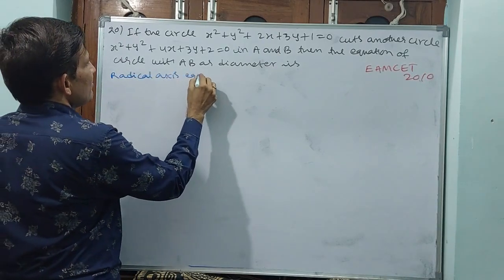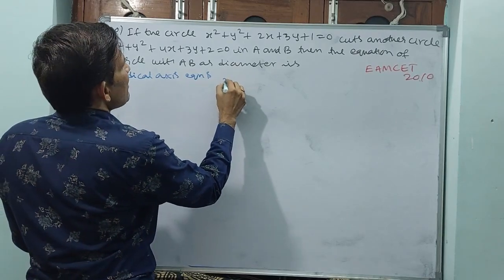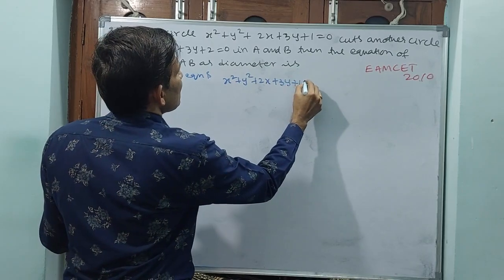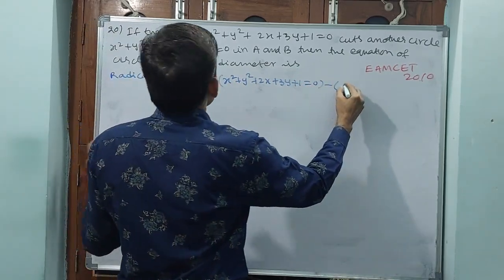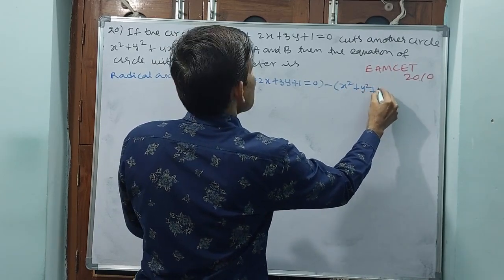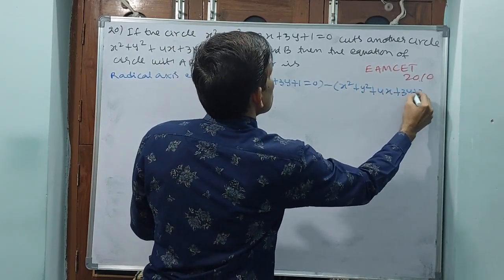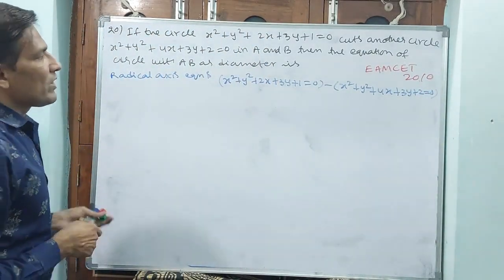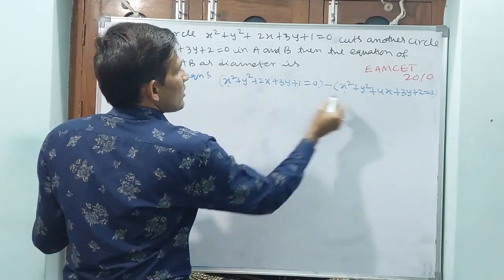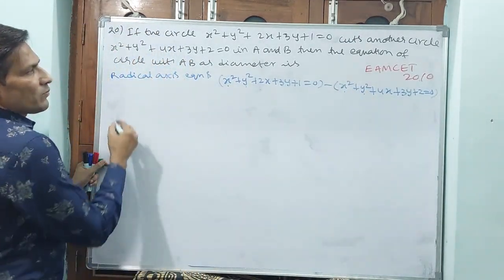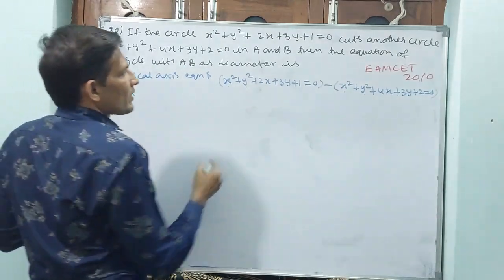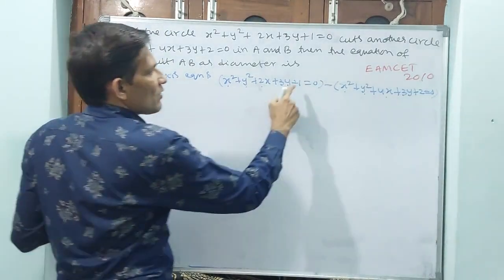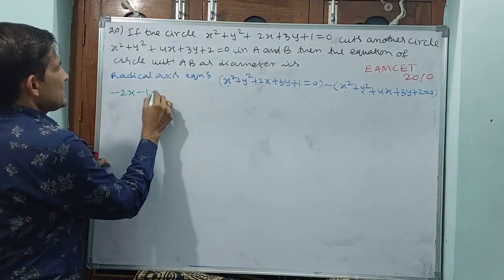The radical axis equation is: x square plus y square plus 2x plus 3y plus 1 equal to 0, minus x square plus y square plus 4x plus 3y plus 2 equal to 0. Here x square gets cancelled out, y square gets cancelled out. 2x minus 4x is minus 2x, 3y minus 3y is 0, and 1 minus 2 is minus 1, equal to 0.